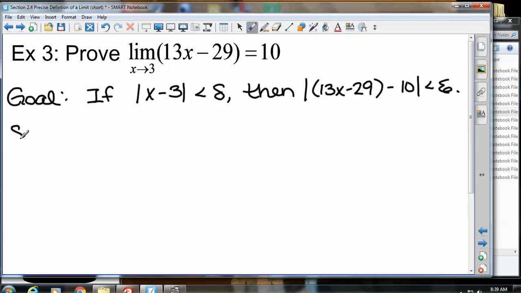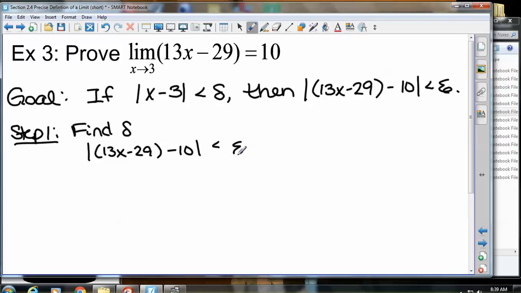To do that, we have 2 steps. Step 1, find our delta. So to find delta, we're going to work backwards from this epsilon piece. So I'm just going to copy that down. That's the absolute value of 13x minus 29 minus 10 is less than epsilon. So if you combine like terms in there, what do you get?